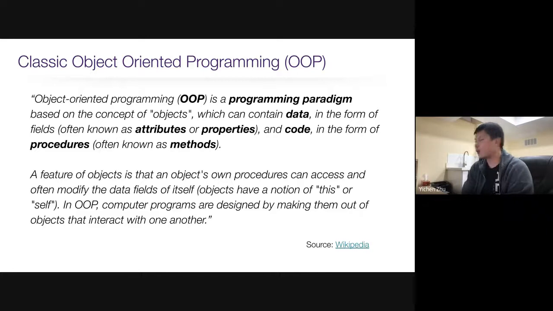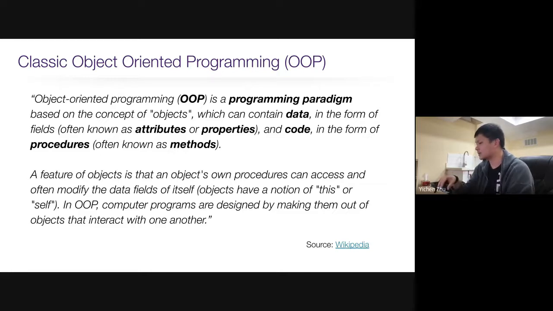So OOP is a programming paradigm based on the concept of objects, which contain data in the form of fields, attributes, whatever, and they contain attributes, properties, and methods, right, which are functions. There's actually 4 pillars of object-oriented programming. I think it's polymorphism, encapsulation, abstraction, and inheritance.